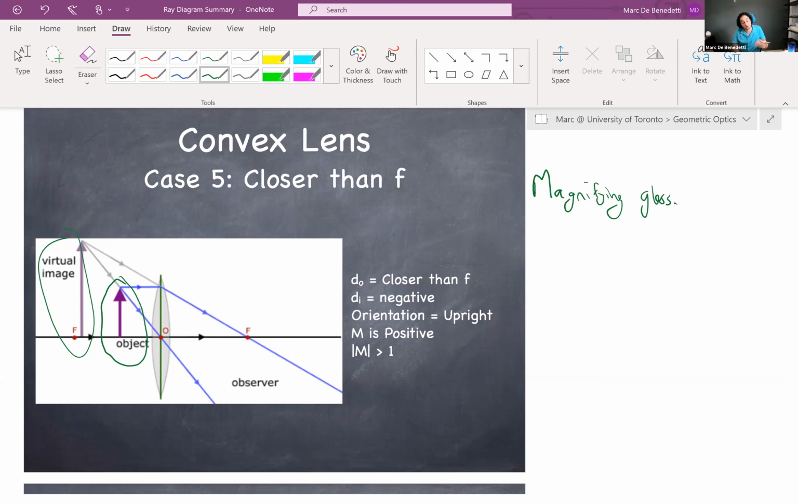If you do have a magnifying glass laying around at your house, that's, I don't know, depends on your parents, I suppose.